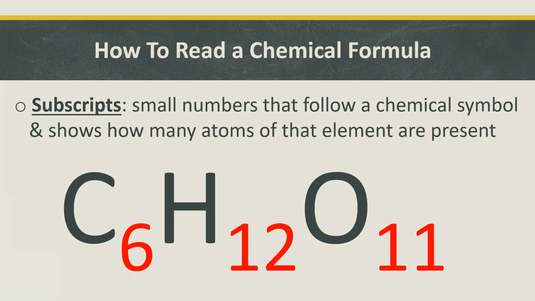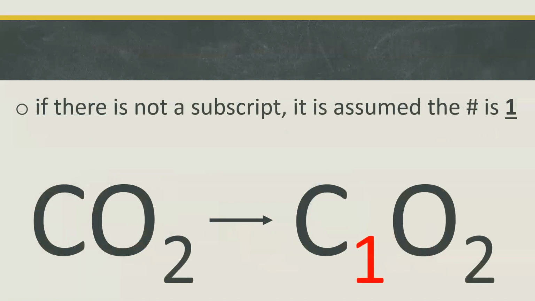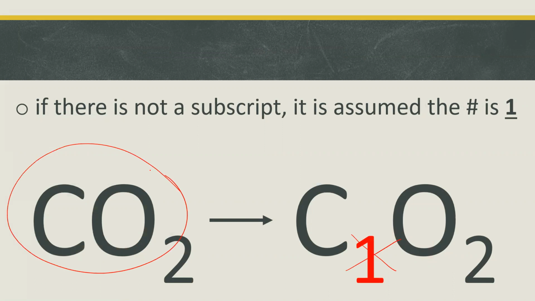So for example, C6H12O11. That means there's 6 C's, 6 carbons, 12 H's, 12 hydrogens, 11 O's, 11 oxygens. If there isn't a subscript, for example, CO2, it is assumed that the subscript is a 1. So C1, 1 carbon, 2 oxygens, O2. We do not write the subscript 1 though. So we do not write the left side, we do not write the right side. This would be incorrect. You would write it without the 1 subscript.